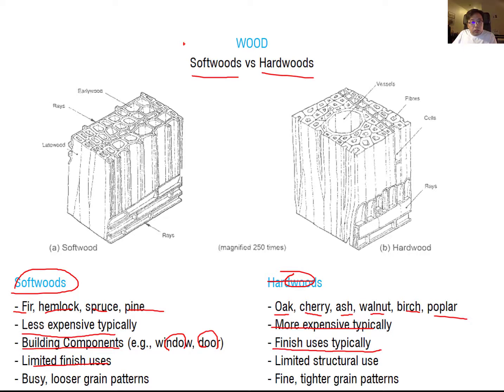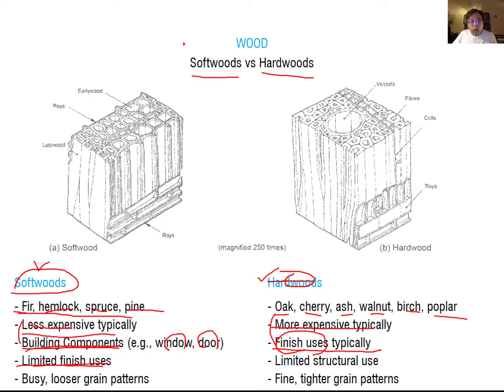Okay, so just understand the difference between the softwood and hardwood. The softwood is from the conifer, that's why it is less expensive than hardwood. And the hardwood has a beautiful finish look. That's why it is usually used for finish use. Okay, but the softwood is stronger. That's why you can use it for building components and building structure. But it does not have a great finish look. That's why it has limited finish uses.